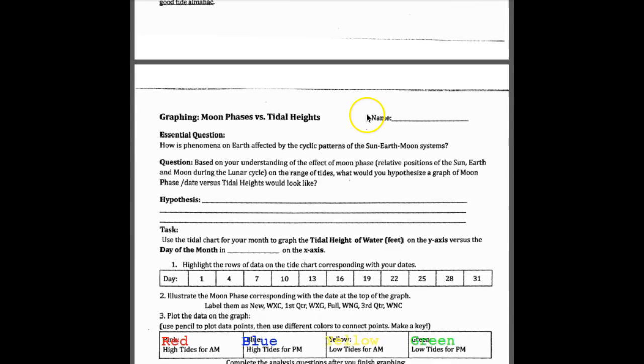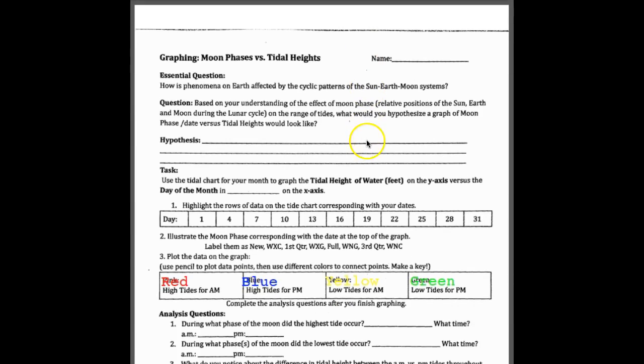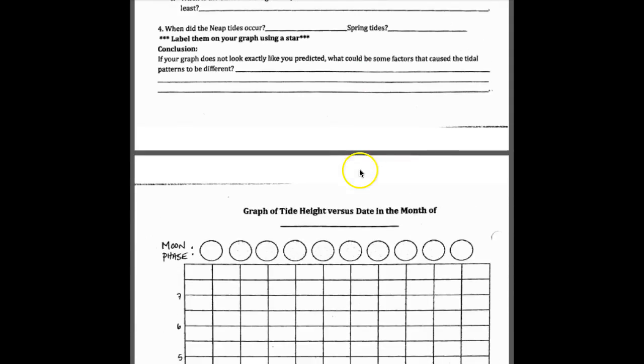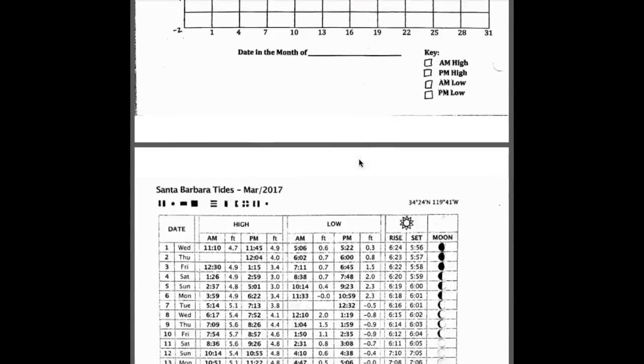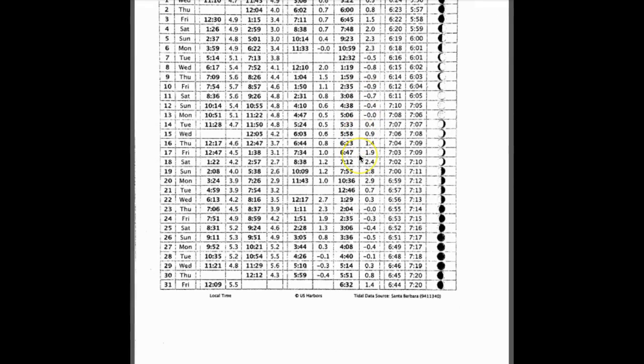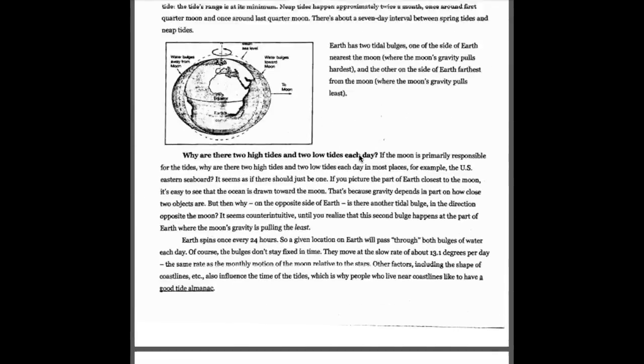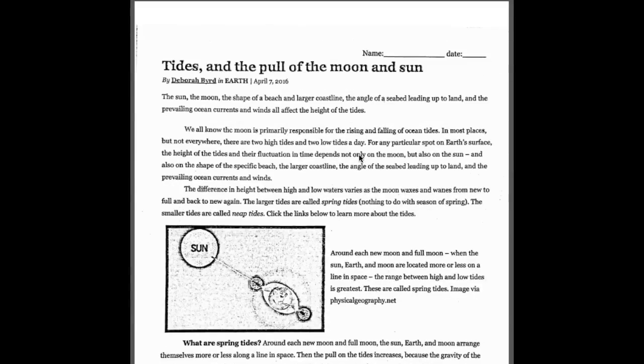The second activity I will have us work on today is graphing moon phases versus tidal heights. This paper will be given to you after you have done the reading assignment. So this is the second activity, and you will graph your data using this data sheet. Each of the lab stations has one copy of this data sheet for you. So going back to the top, I'm going to explain how to do the first activity.